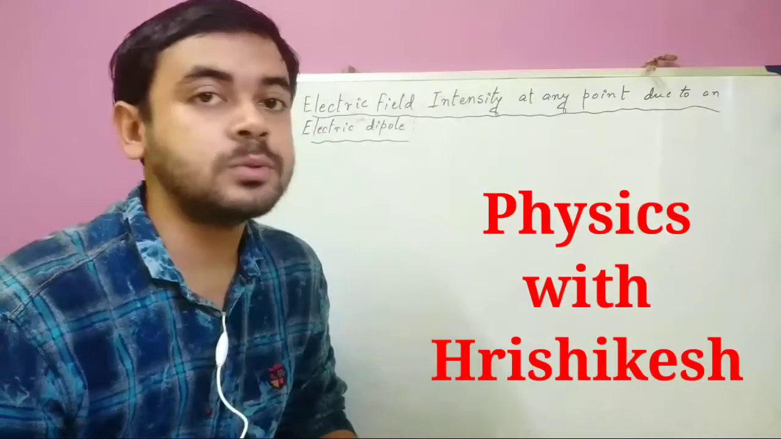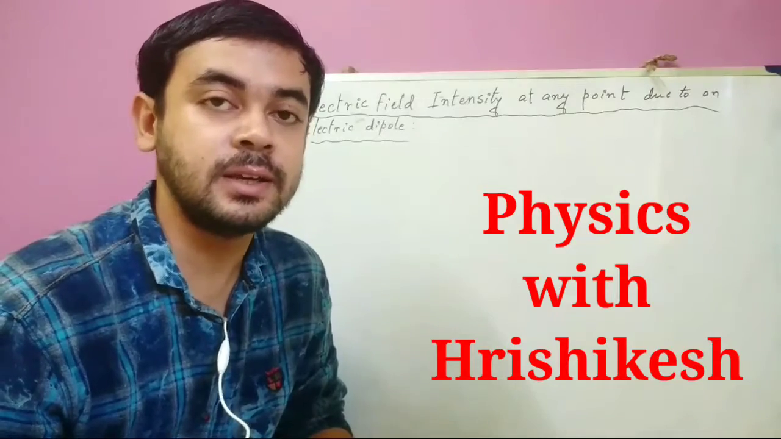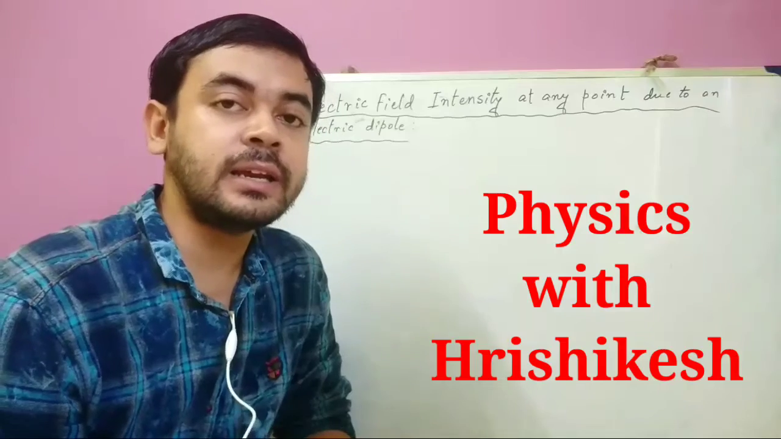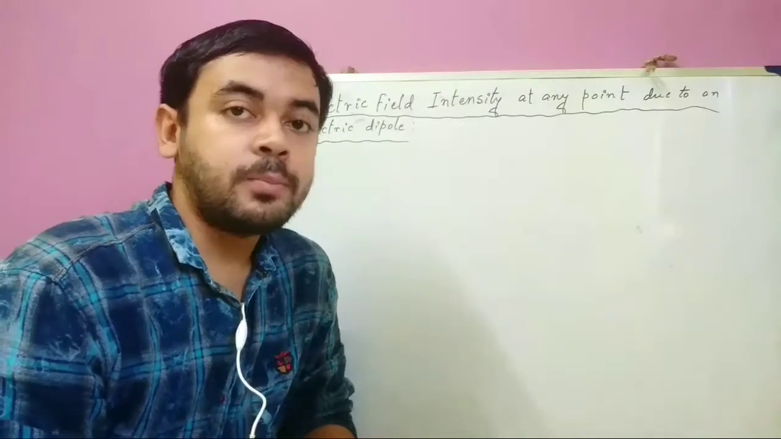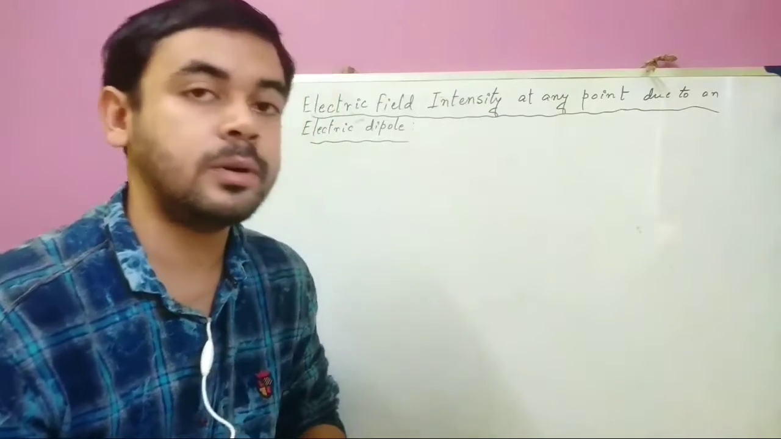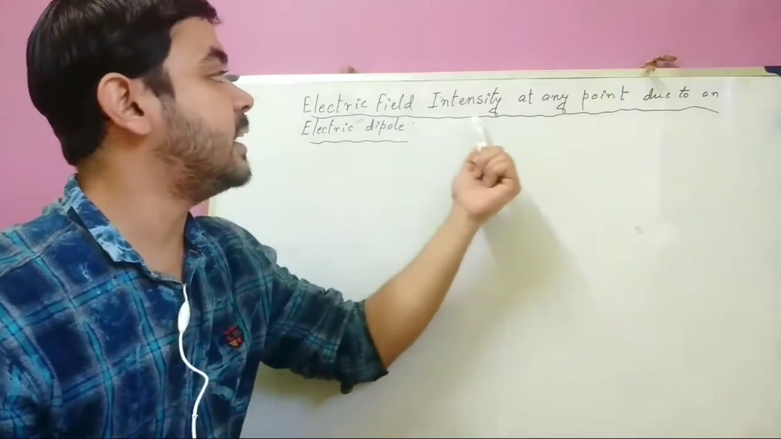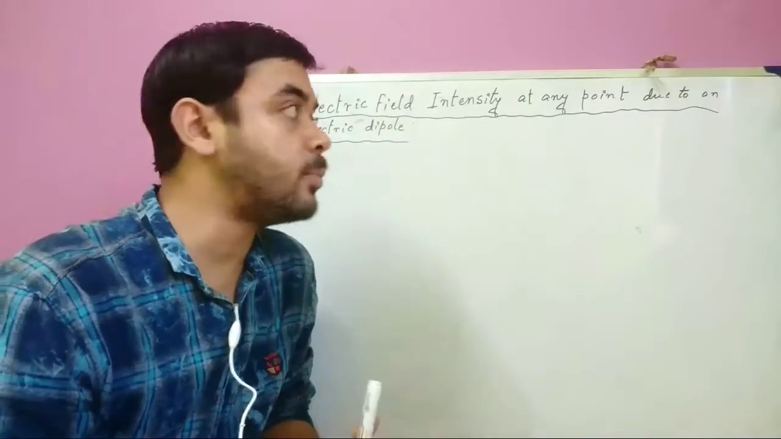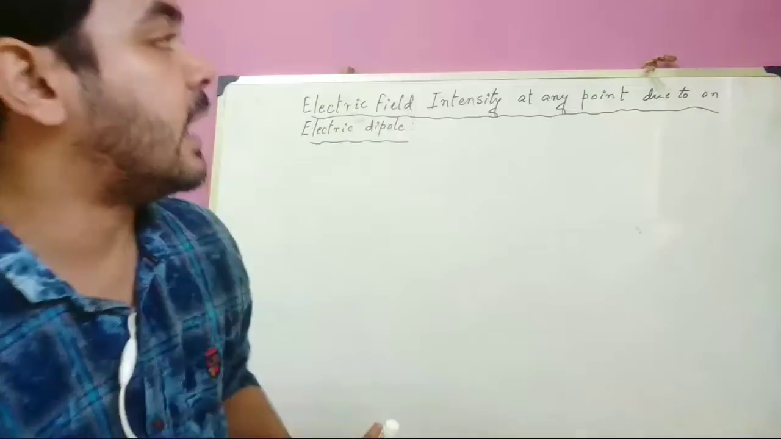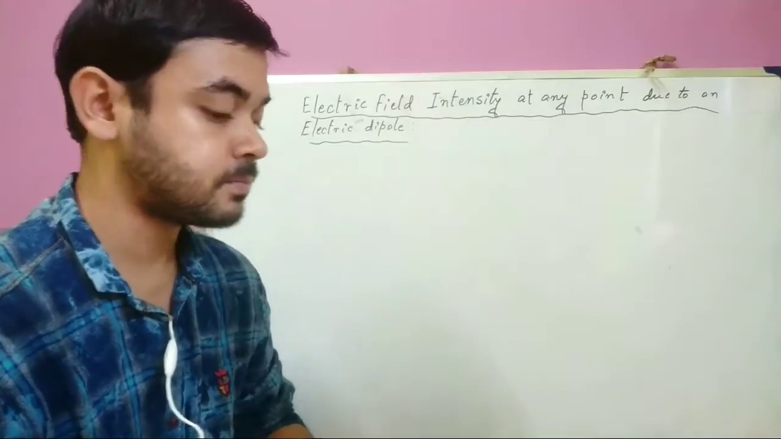In the previous two videos we have evaluated the electric field intensity at a point on the axis of an electric dipole and the electric field intensity at a point on the perpendicular bisector of an electric dipole. Now today we are going to derive the formula of electric field intensity at any point due to an electric dipole. Okay, so let us derive the expression.